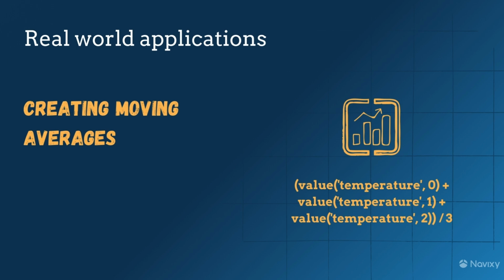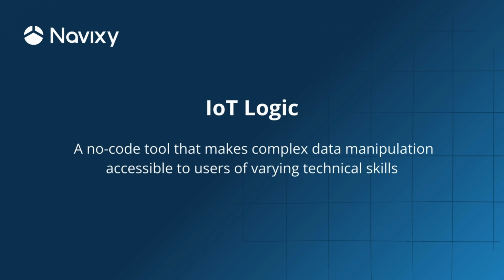These are just a few examples of what you can do. The beauty is in how these simple expressions can handle complex tasks. And when you start combining these techniques in your data flows, the possibilities are really endless. To wrap things up, let's recap what we've covered. Navixy's IoT Logic is a game-changer in telematics data processing. It combines visual flowcharts with historical data access, transforming raw data into insights you can actually use.